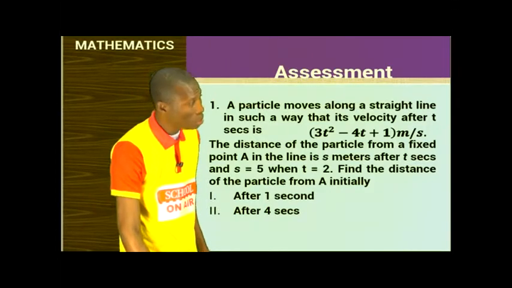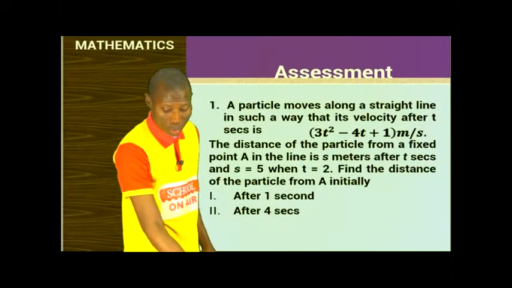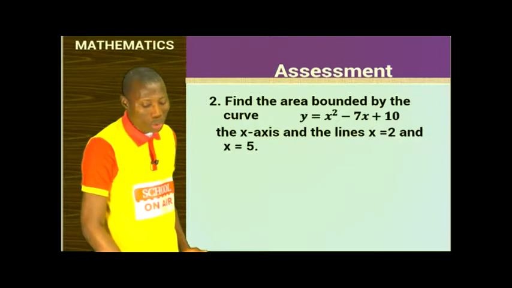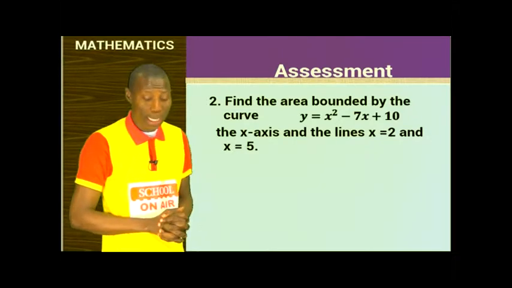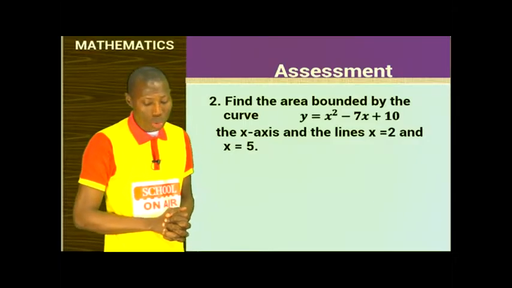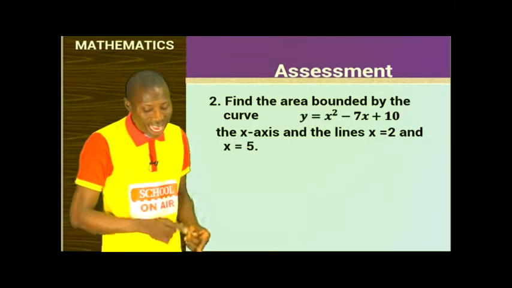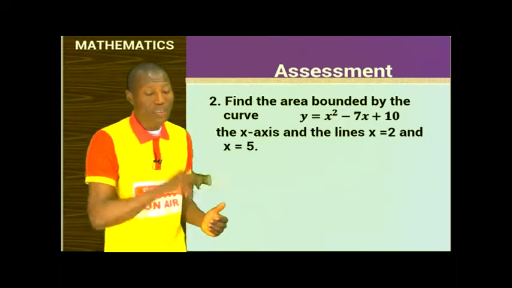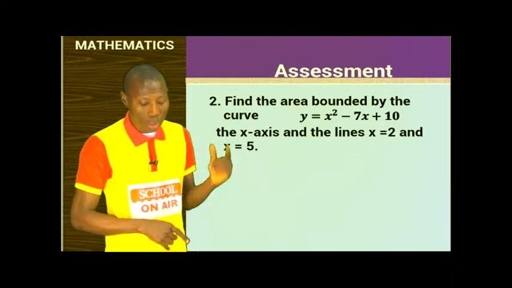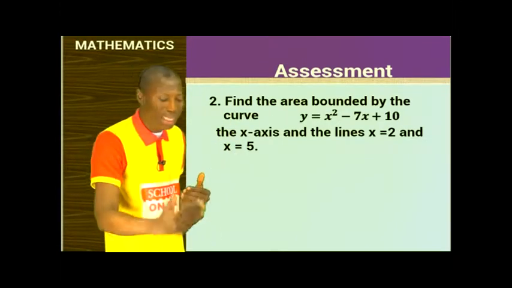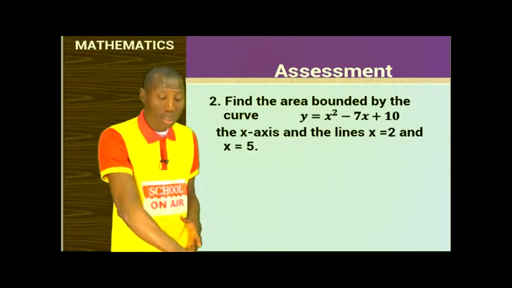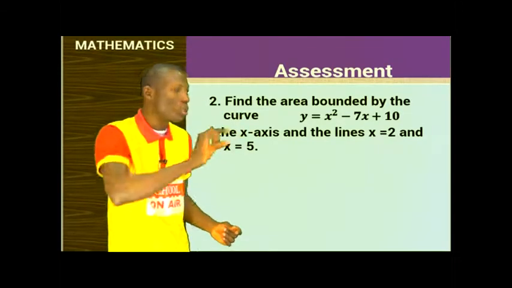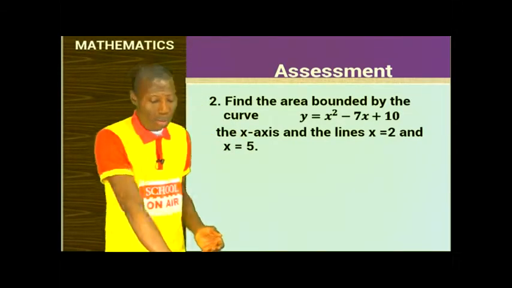Now the second question: find the area bounded by the curve y is equal to x squared minus 7x plus 10, the x-axis, and the lines x equal to 2 and x equal to 5. This is a definite integral question. You have the integral with 5 up and 2 down, then the equation. Just integrate. It is an application question that has to do with definite integrals, and you get a definite answer.